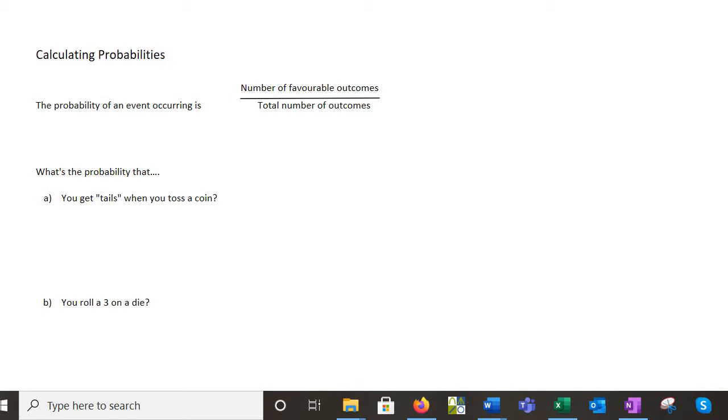Okay, so we're going to work out the probability of events where we can work out an exact number. Where we're totally sure what that number is. So the probability of an event occurring is, now this looks a bit confusing, the number of favourable outcomes over the total number of outcomes. Now an outcome is just something that can happen. So let's have a look at what this means for the examples.